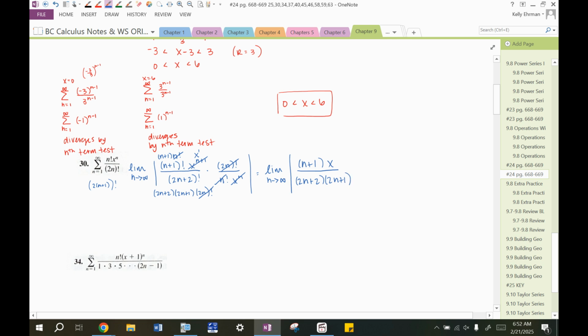So I'm writing everything that's left. I've got n plus 1 times x in the numerator and 2n plus 2 times 2n plus 1 in the denominator. This is a degree 1 over a degree 2. It's bottom heavy. So this limit is coming out to 0. And 0 is always less than 1. So this series converges by the ratio test for all x. So what is the interval of convergence? It's anything from negative infinity to infinity. You can plug in anything you want for x, is what this is saying, and you'll get a finite sum.